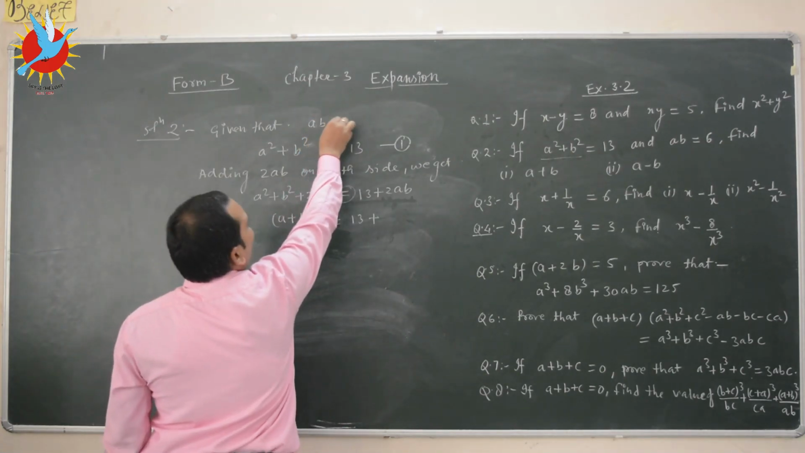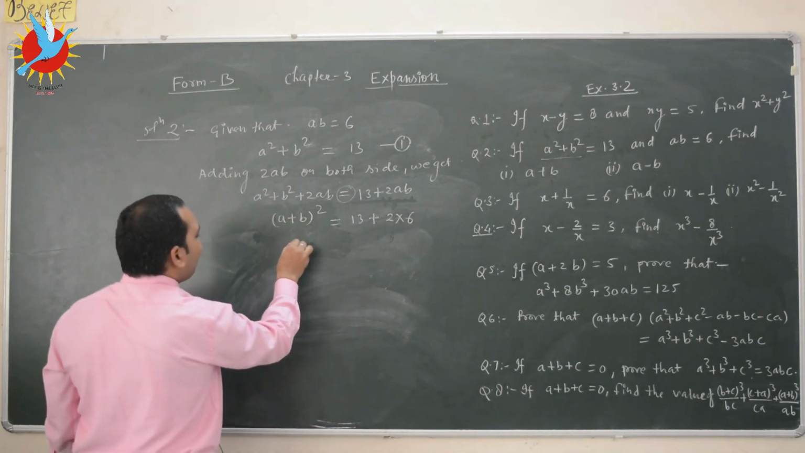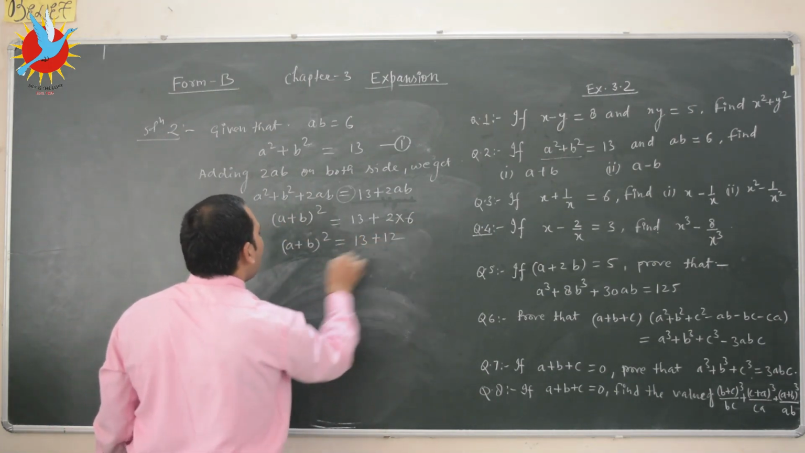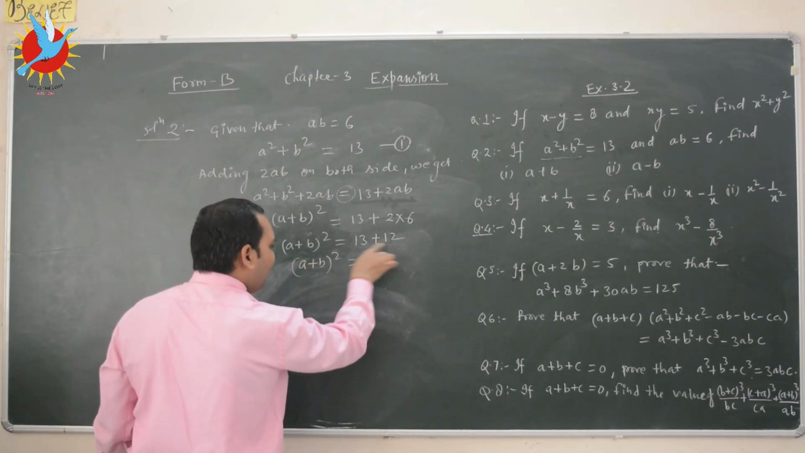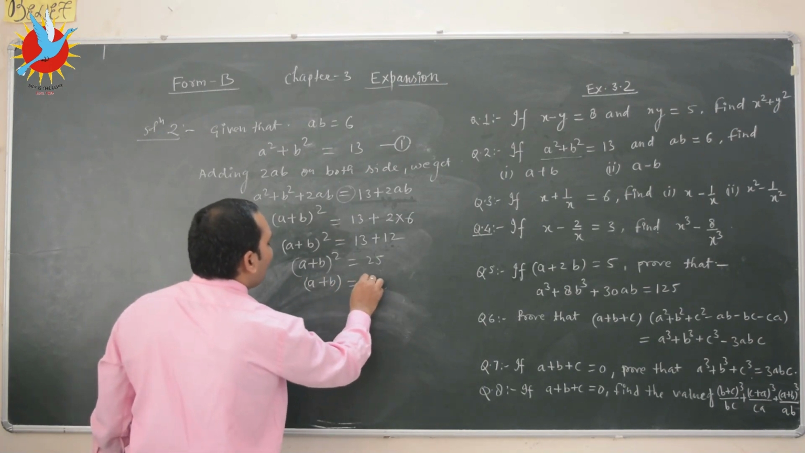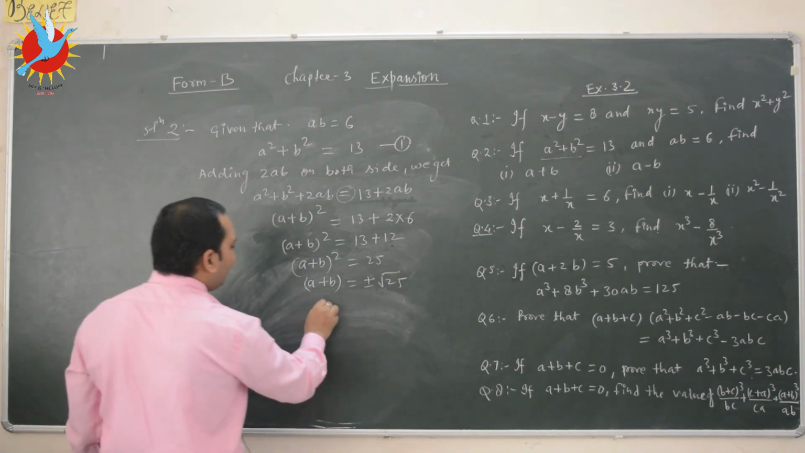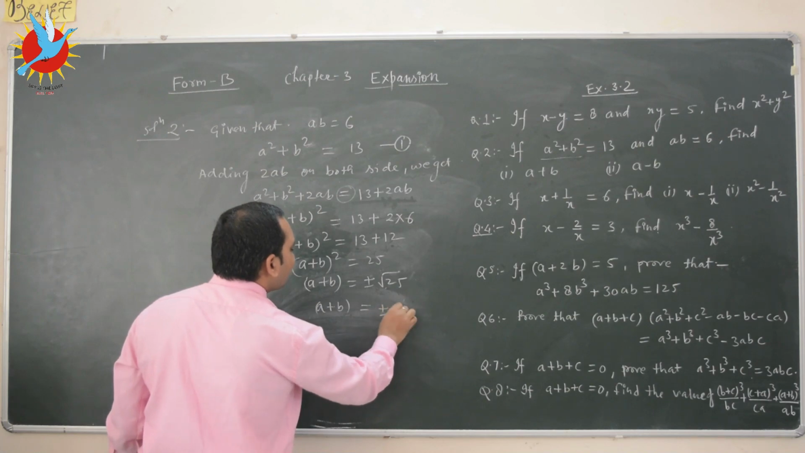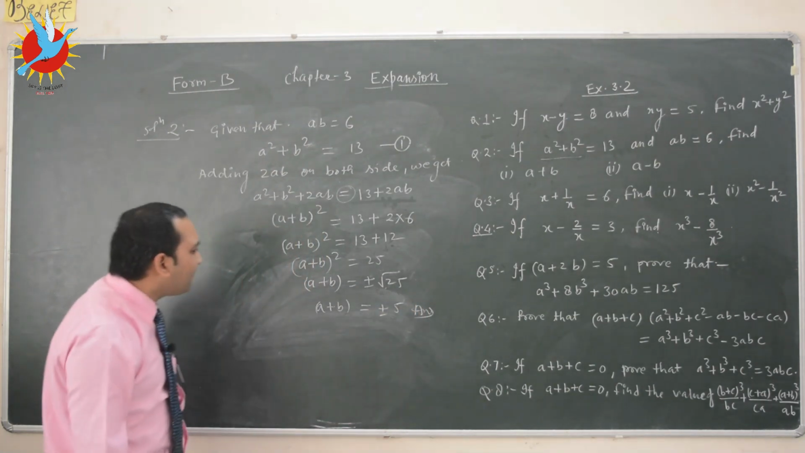ab is equal to 6, given, 2 into 6. So (a plus b) whole square is equal to 13 plus 12. (a plus b) whole square is equal to 25, and a plus b is equal to plus minus under root 25, or we can write a plus b is equal to plus minus 5. So this is the answer. Why plus minus 5?